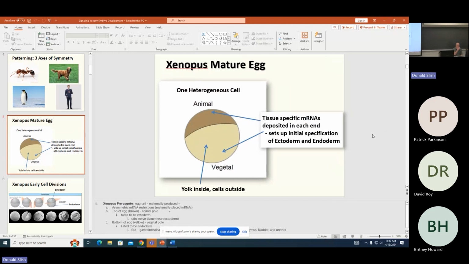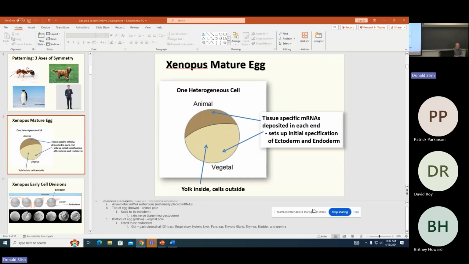So when this thing becomes fertilized, it's already got two tissues set up already. Your animal pole is fated to become skin and nerve, and your yellow part, it's yellow because it's got a lot of yolk in it. That's where the energy comes from, and it will become endoderm, which is gut, or the whole GI tract, respiratory system, liver, pancreas, thyroid, thymus, bladder, and urethra.